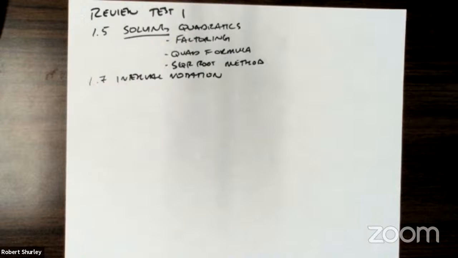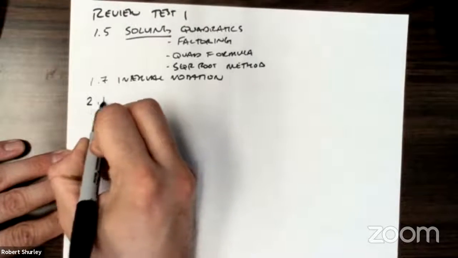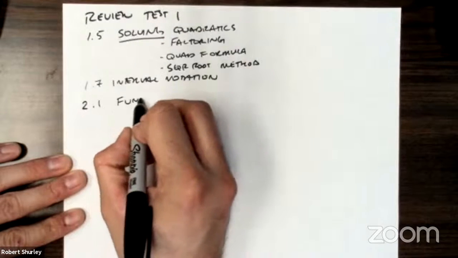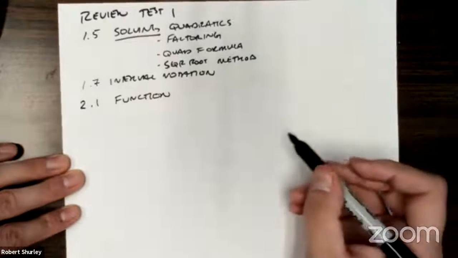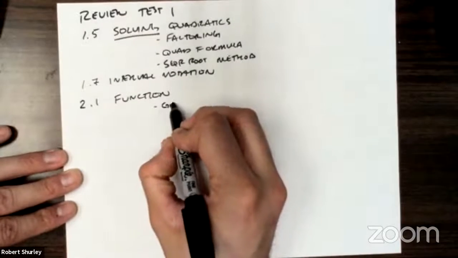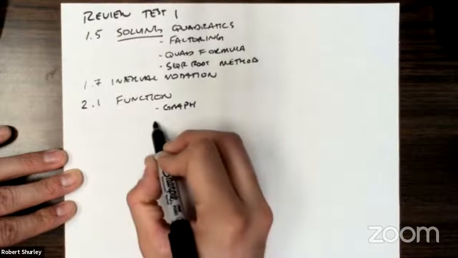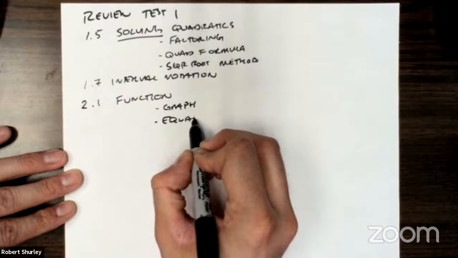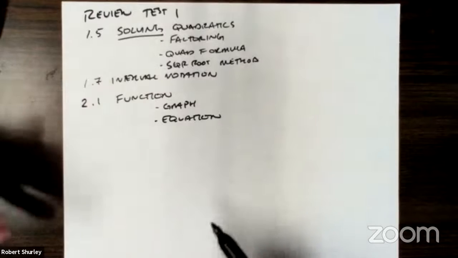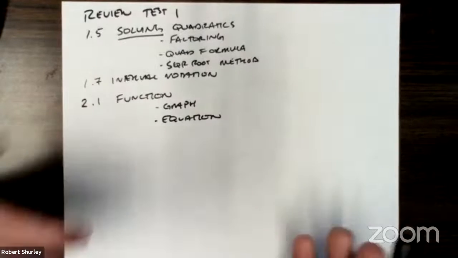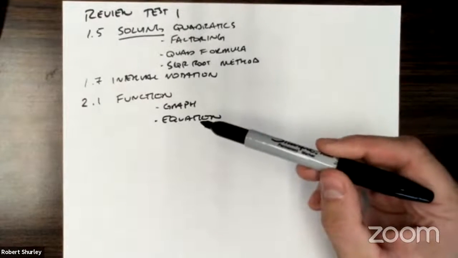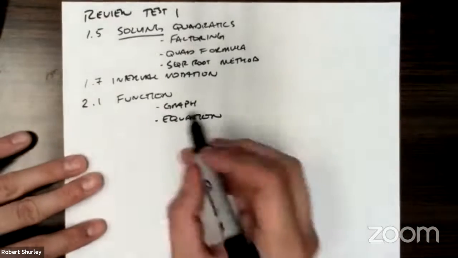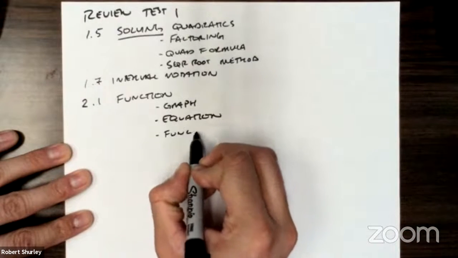Okay, 2.1, let me go through here so I don't accidentally skip something. 2.1 was really just an introduction to functions. You're going to have to know how to identify a function. And we went over a few different ways to identify a function by its graph. Remember, it passes the vertical line test. By the equation, where you put in an x or a number, and you get back just a single y value. So you put in an x value, you get back a single y value. So given a graph or an equation, you have to identify if it's a function, and also function notation.